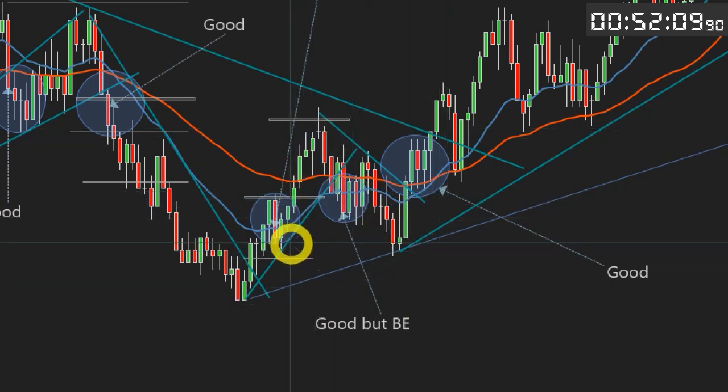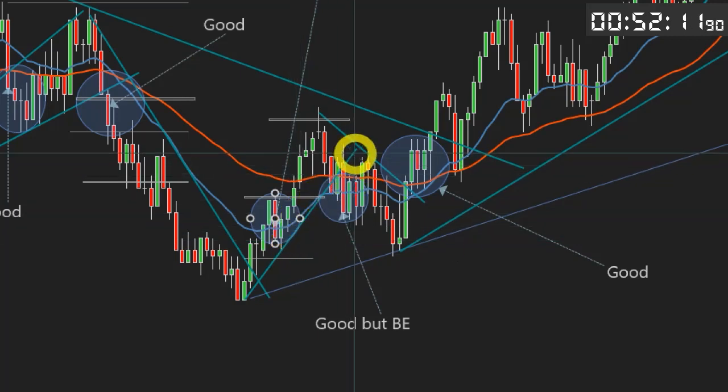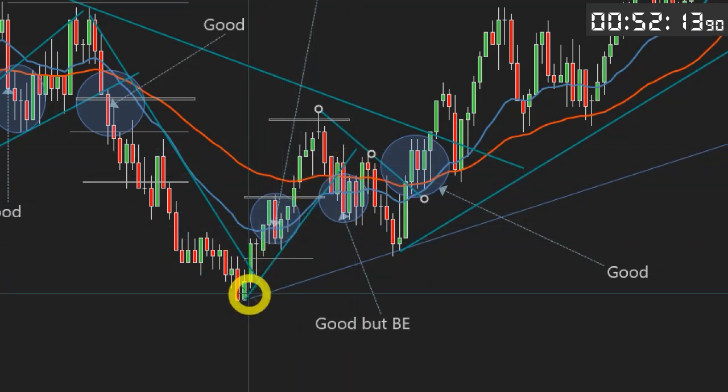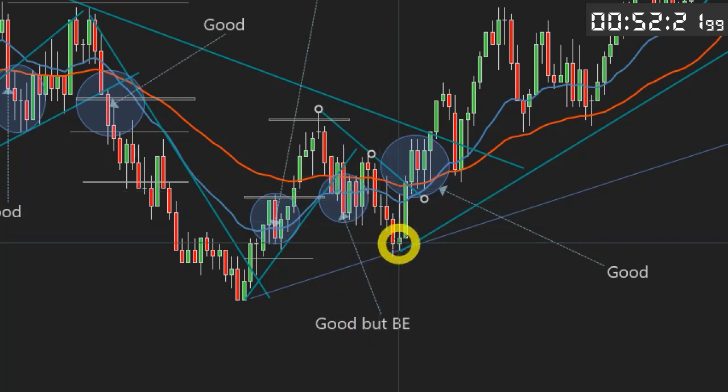Okay, now let's take a look at this trend line here, the one going up, and it's broken. It breaks everything. It breaks the moving averages. That looks like that's just going to keep rolling right down.